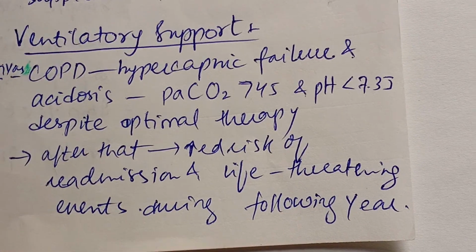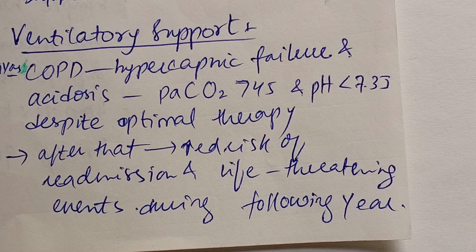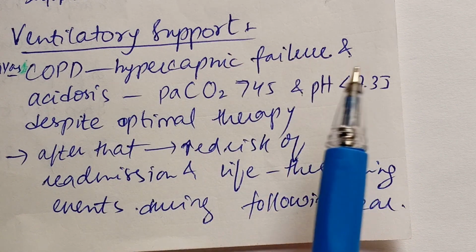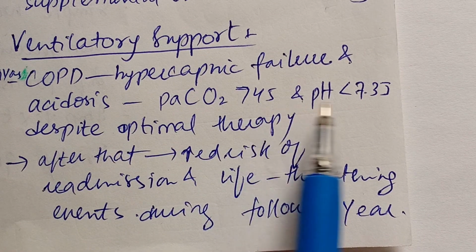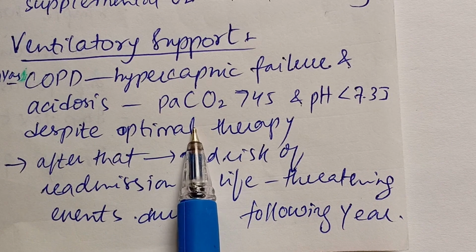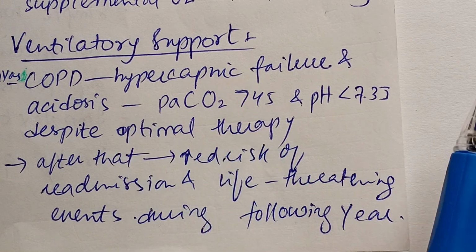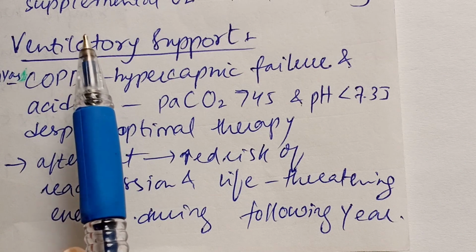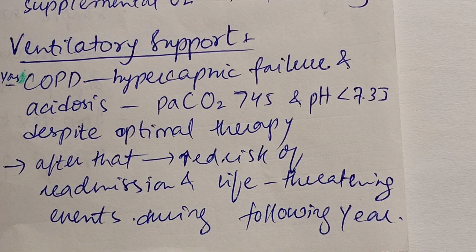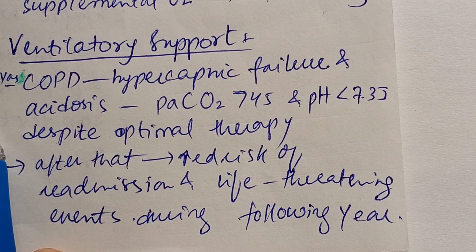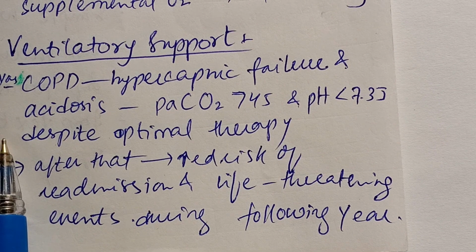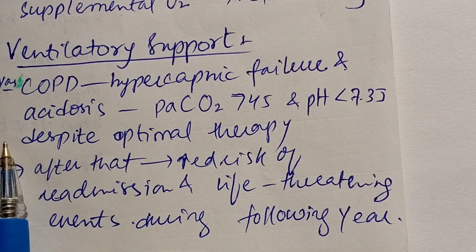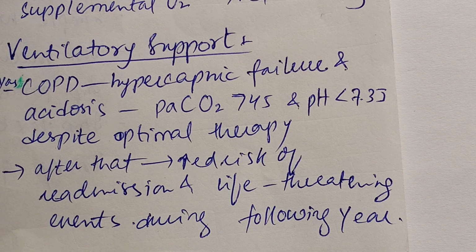Ventilatory support. First of all, which patients need ventilatory support? The patients who are undergoing hypercapnic failure and acidosis, that is, carbon dioxide more than 45 and pH less than 7.35, despite optimal therapy. In them we are going to do ventilatory support. Start first with non-invasive ventilation, and if the patient is still not responding, we can intubate and put the patient on mechanical ventilation.